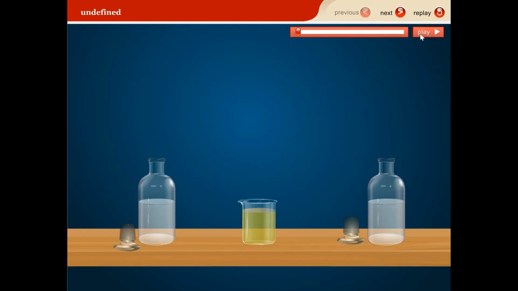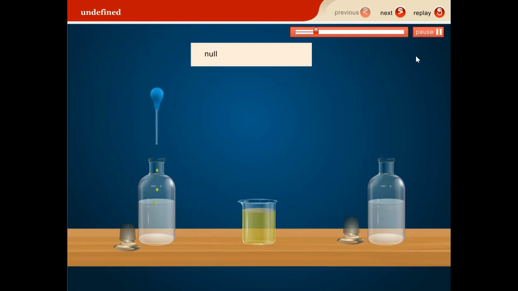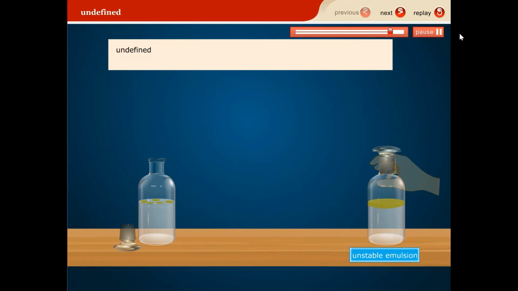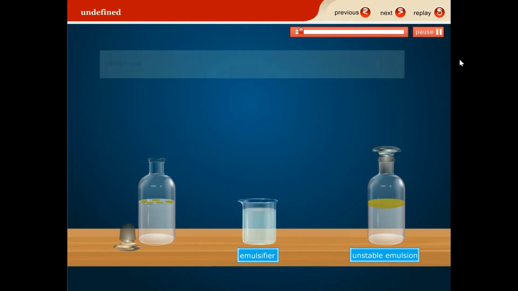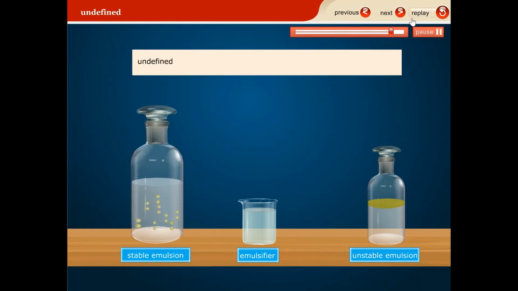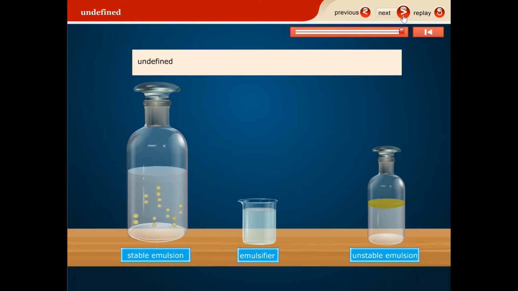This animation on emulsifiers starts off with two bottles of water into which a few drops of oil are added. The bottle on the right is shaken to form an unstable emulsion. This unstable emulsion will result in two layers with the oil at the top and the water at the bottom after a while. If we add an emulsifier to a mixture of oil and water and shake it, we have a stable emulsion in which the droplets of oil are suspended in the water.